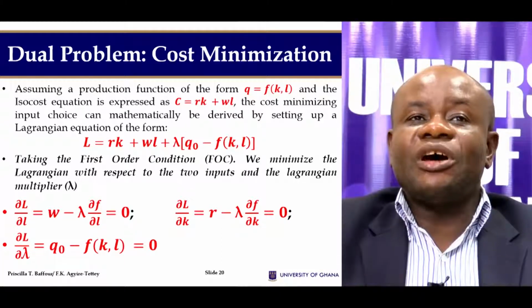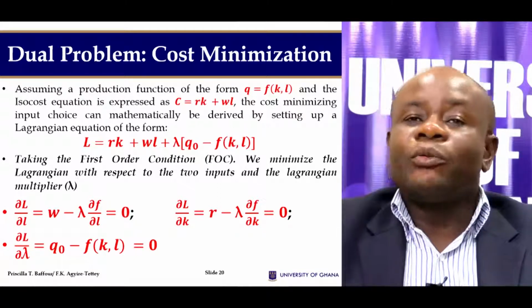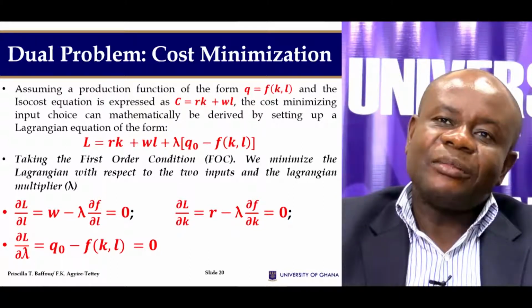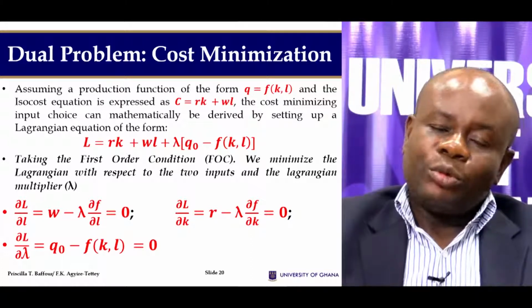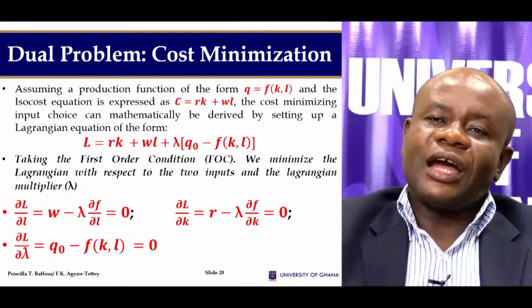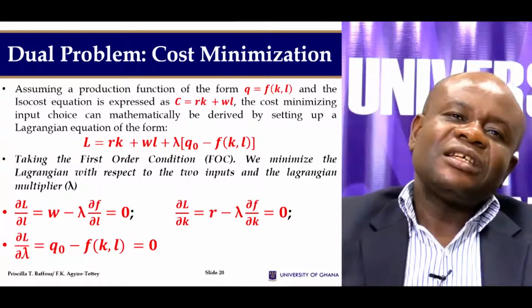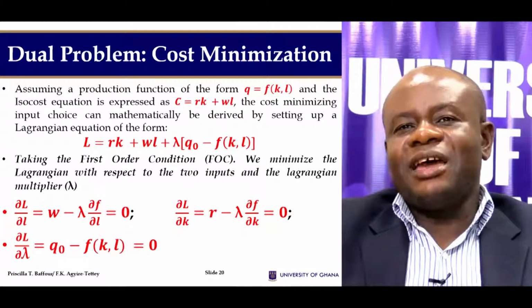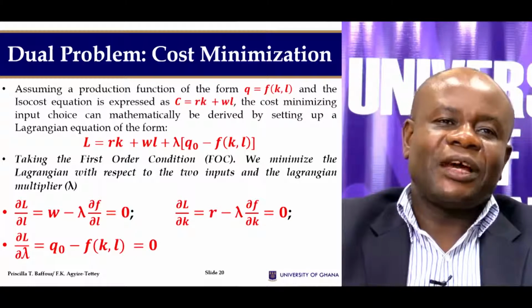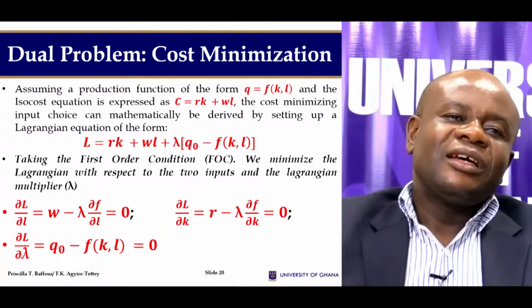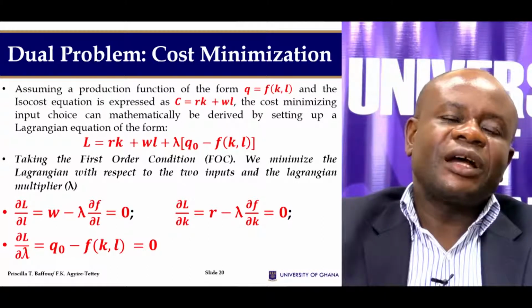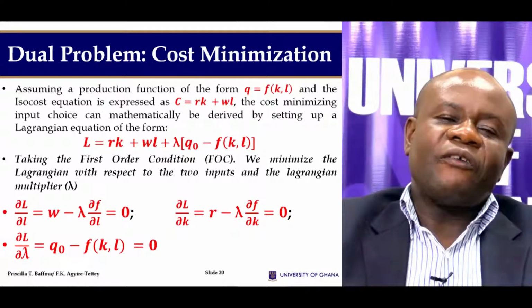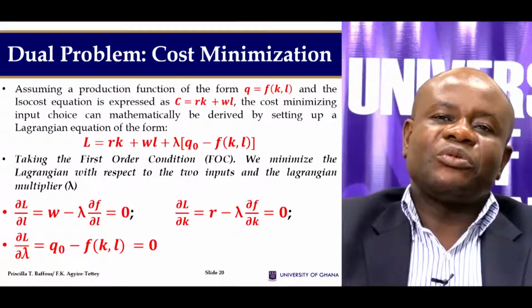Taking the first order condition of the Lagrangian function with respect to capital will yield us the price of capital minus lambda times the production function with respect to capital. Now, if you look at it, F_L is the marginal product of labor, and F_K is the marginal product of capital. Then when we take the first order condition with respect to the Lagrangian multiplier, it gives us output minus F of K and L, and that is also equal to 0.